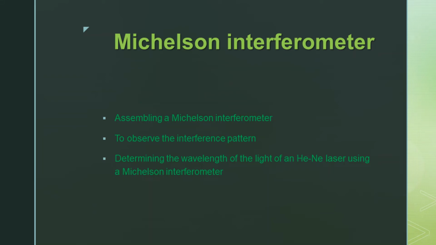The next experiment is Michelson interferometer. The objectives of these experiments are first assembling a Michelson interferometer, second to observe the interference pattern, and finally determine the wavelength of the light of a helium neon laser using a Michelson interferometer.